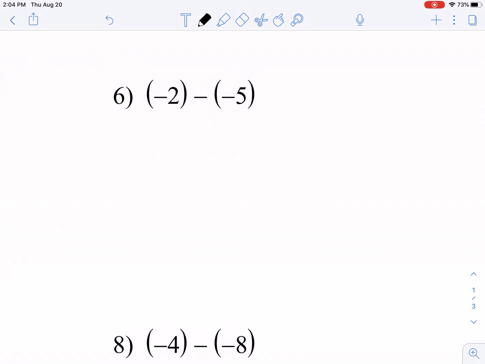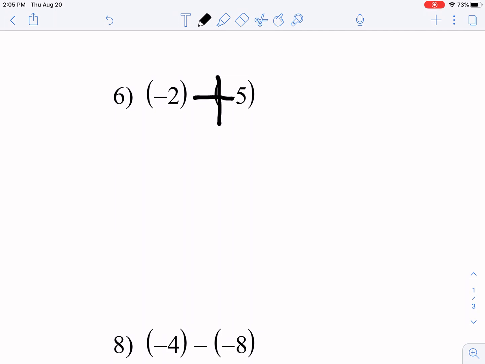Let's look at number 6. This is an example of keep, change, change, or add the opposite. So just like I said before, this is really what's going to happen here. Just change this to a big plus sign, and we have a negative 2 plus a positive 5. Okay? Well, that's different signs. Now we're adding integers again. So we have different signs, subtract and keep the sign.